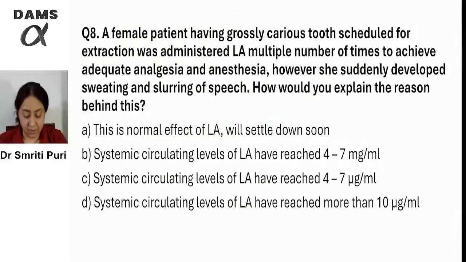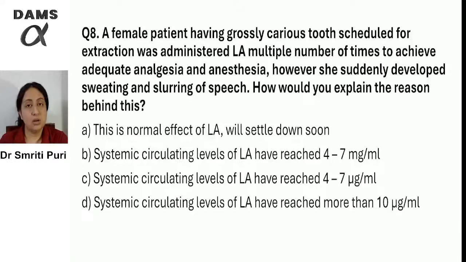Coming to question 8. A female patient having a grossly carious tooth scheduled for extraction was administered LA multiple number of times to achieve adequate analgesia and anesthesia. However, she suddenly developed sweating and slurring of speech. How would you explain the reason behind this? A, this is a normal effect of LA, will settle down soon. B, systemic circulating levels of LA have reached 4 to 7 milligram per ml. C, systemic circulating levels of LA have reached 4 to 7 microgram per ml. And D, systemic circulating levels of LA have reached more than 10 microgram per ml.